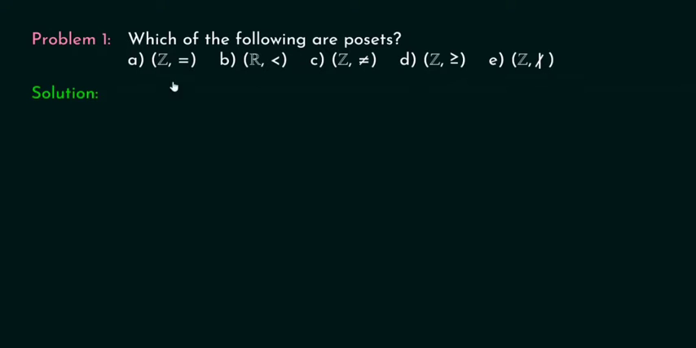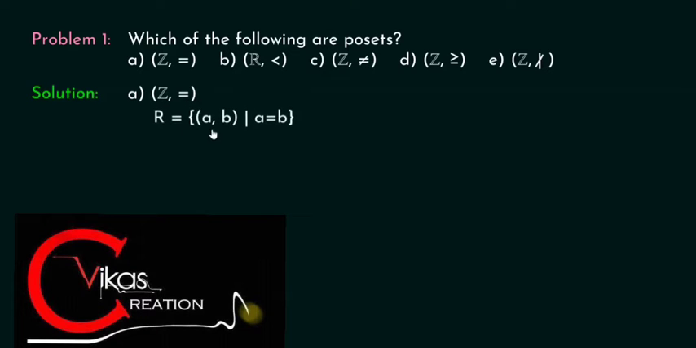Okay. Let's first identify whether (Z, =) is a poset or not. We know that Z represents the set of integers and equal to is a relation defined on the set of integers. This means R must be equal to the set of all ordered pairs (a, b) such that a is equal to b. This relation is defined on the set of integers. Let's identify whether this relation is a partial order or not, because if we are able to determine that this relation is a partial order, then (Z, =) will be a poset, right?